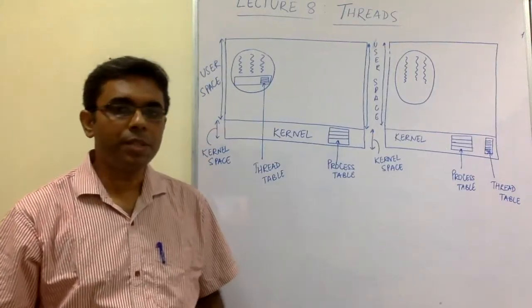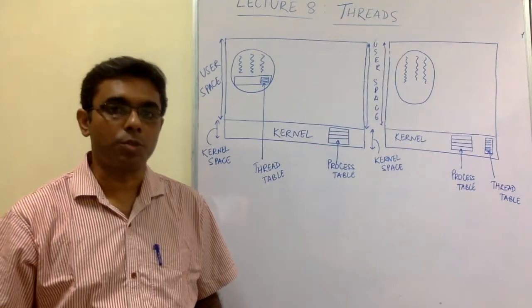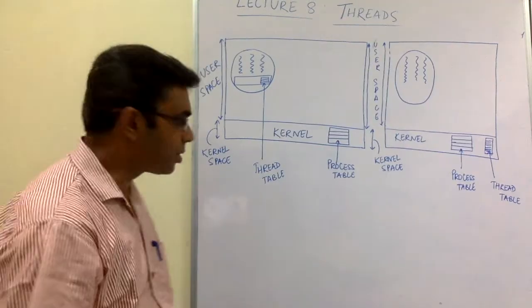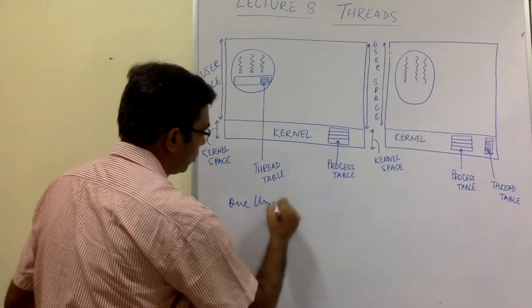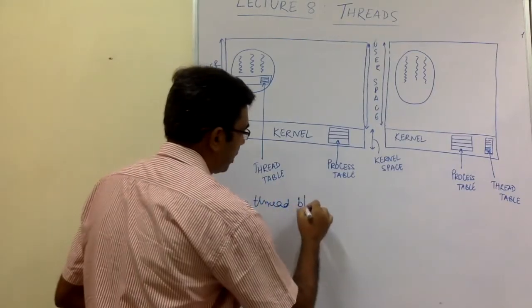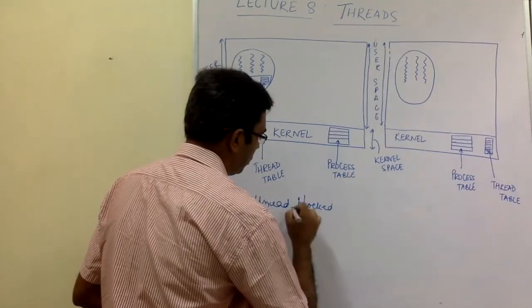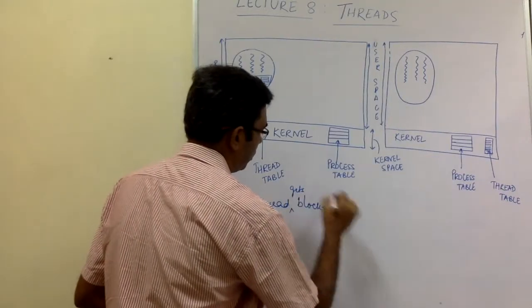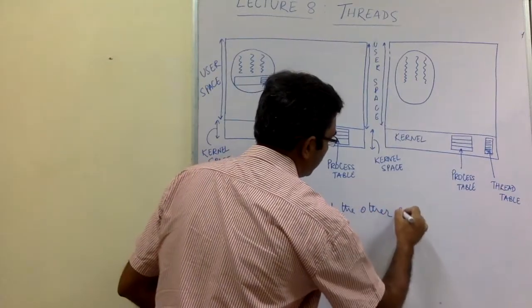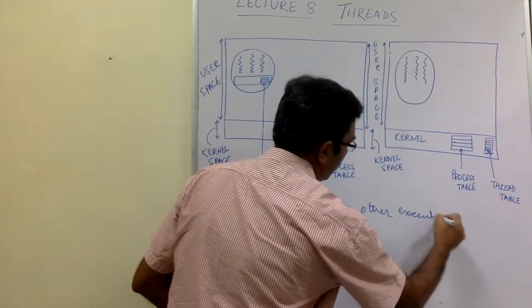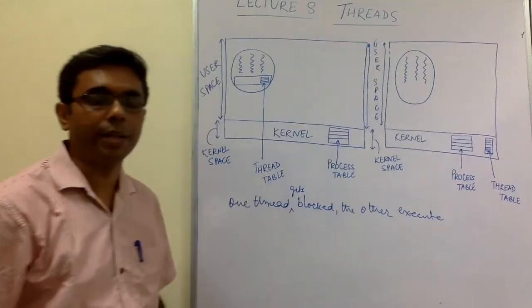Now, threads represent a separate stream of execution, right? So that means that when one thread gets blocked, the other executes. So this is the idea behind applying multiple threads.